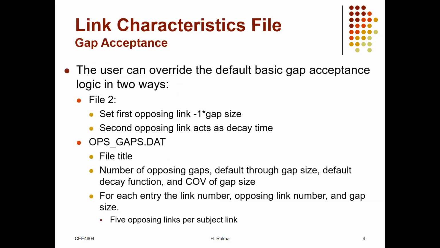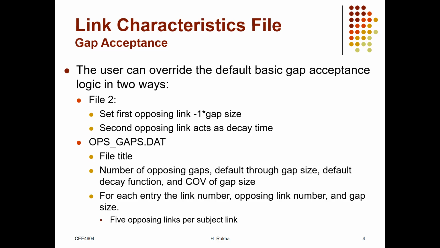So you can override this in 2 ways. One of them is in the link file, you code the first opposing link and the second opposing link. If you make the first opposing link negative, then INTEGRATION is going to recognize that as the value of the critical gap.